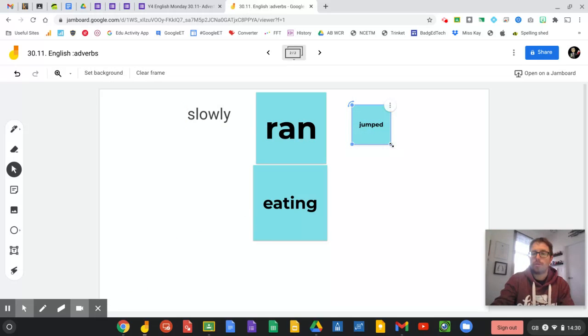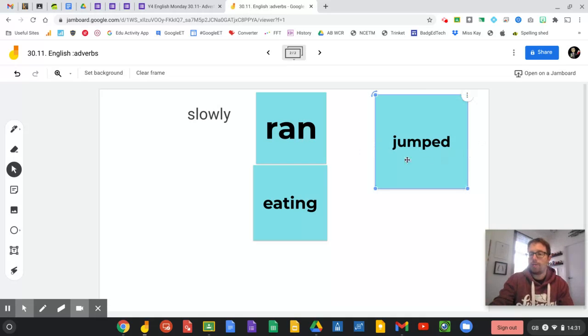So jumped, we could have, he angrily jumped out of the plane, or he jumped bravely off the cliff, or he jumped into the swimming pool with anger at the beginning of it. So we could have angrily he jumped off the swimming pool, or bravely he jumped off the diving board. Lots of different options there.